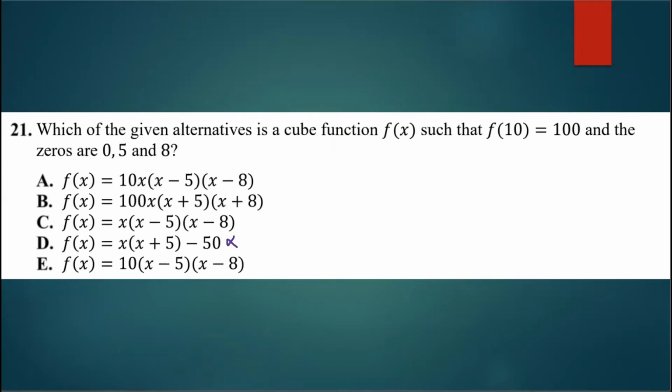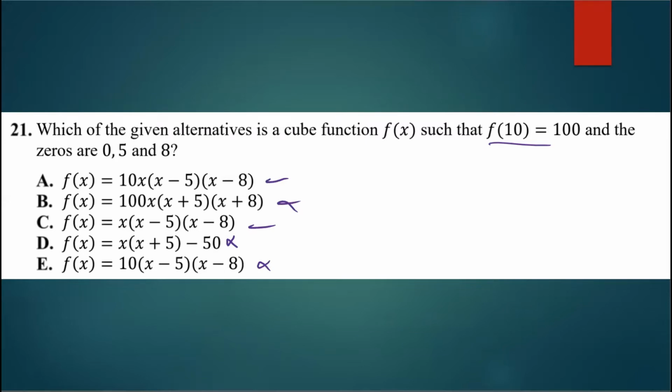And f of 10 equals 100, and it has 3 zeros at 0, 5, and 8. So I have 3 zeros, 0, 5, 8 here, 0, 5, 8 here, 0, 5, 8 here, not here. This is also quadratic. So one of these is the correct 0, 5, 8. No, it cannot be this one, it's -8. So that narrows the choices to only 2. It's either A or C. I substitute 10 to find out which one gives you the 100.